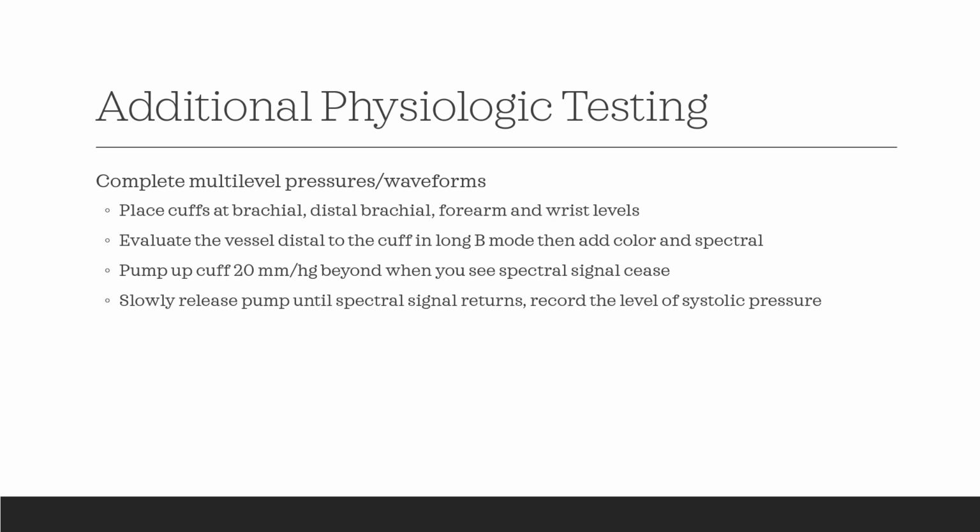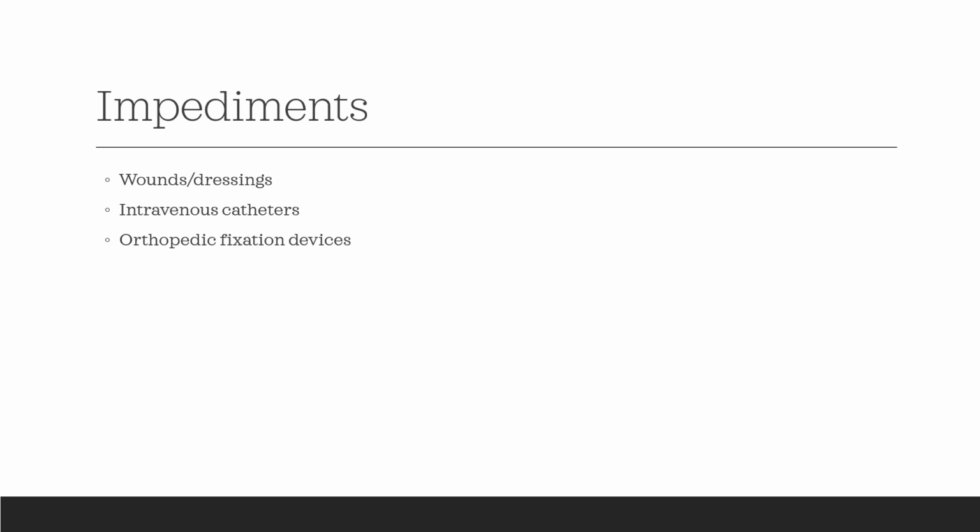As with all scanning, there can be impediments to an upper extremity vascular study. Things like wounds, dressings, IV catheters, or orthopedic fixation devices can make this much more challenging. But as you would with any other exam, you find ways to work around, maybe angling under, angling over, putting a sterile covering on your probe. Things like that can all make a significant difference in being able to accomplish the exams despite the impediments.